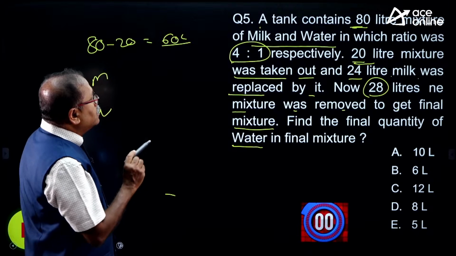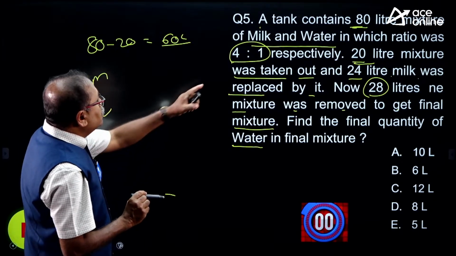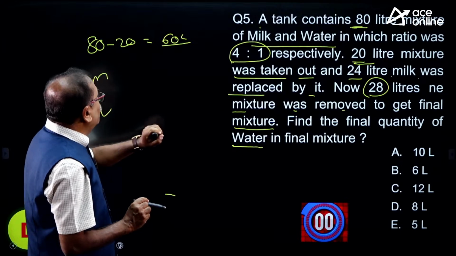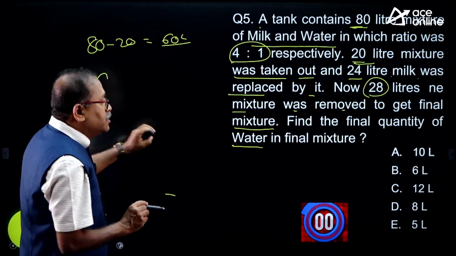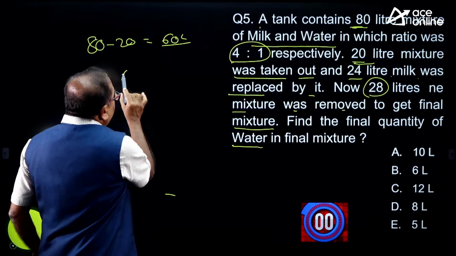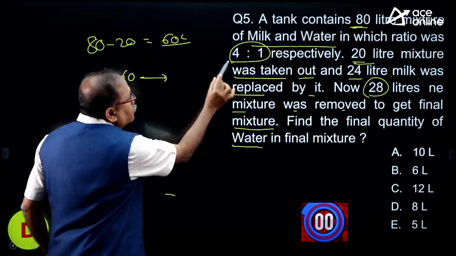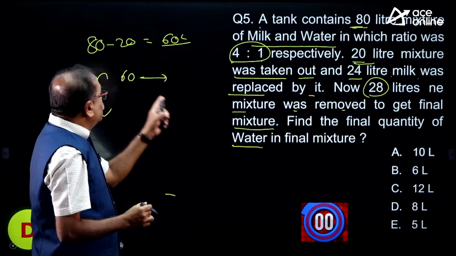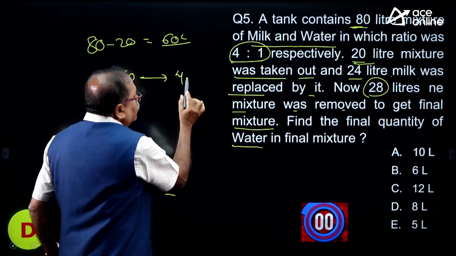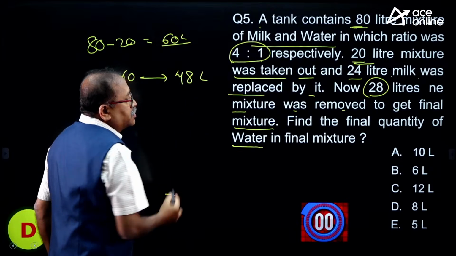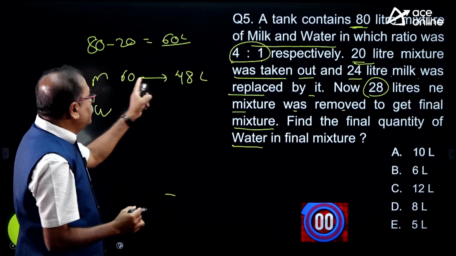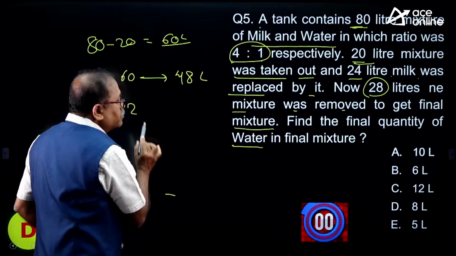How is it? Look at this question. So out of 80 liters, it is said that 20 liter of mixture was taken out. Then I am left with 60 liters. Out of this 60 liters, how many parts is the milk? 60 liters, how much is milk? 4 by 5. So that's 12 times 4, which is 48 liters. Am I right? And what about the water? The remaining part is water, that is 12.